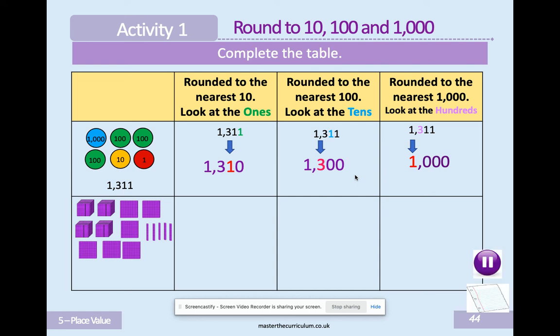Right, so now you're going to pause and you're going to write down the purple Dean's number for me. And you're going to round to the nearest 10, the nearest 100, and the nearest 1,000.